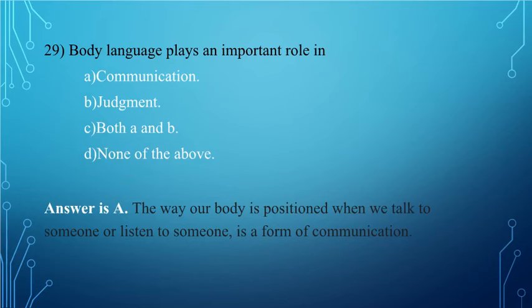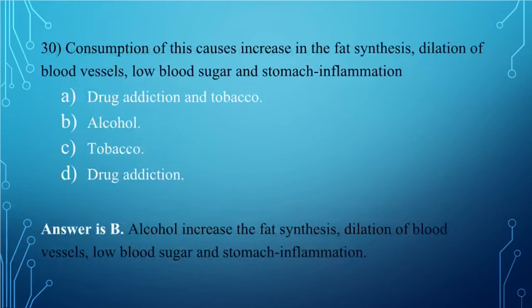form of communication. 30. Consumption of this causes increase in the fat synthesis, dilation of blood vessels, low blood sugar, and stomach inflammation. A. Drug addiction. B. Alcohol. C. Tobacco. Answer is B. Alcohol increases the fat synthesis, dilation of blood vessels, low blood sugar, and stomach inflammation.